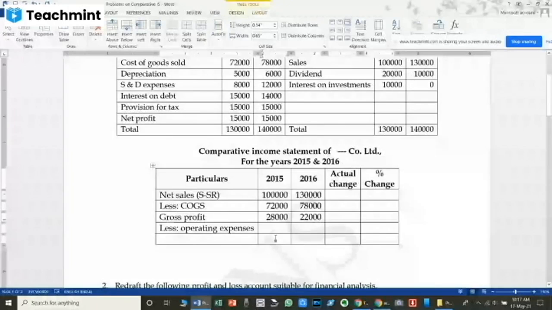Sorry, the second one is 1,30,000. 52 is correct.